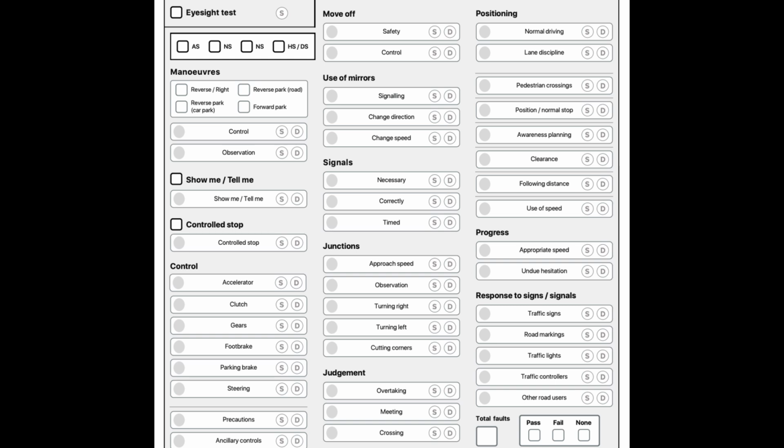If we committed the same driving fault several times throughout the test, this can be upgraded to a serious fault at the examiner's discretion, on a totting up process. We can expect this to happen somewhere between as little as 3 times, to as much as 5 times.